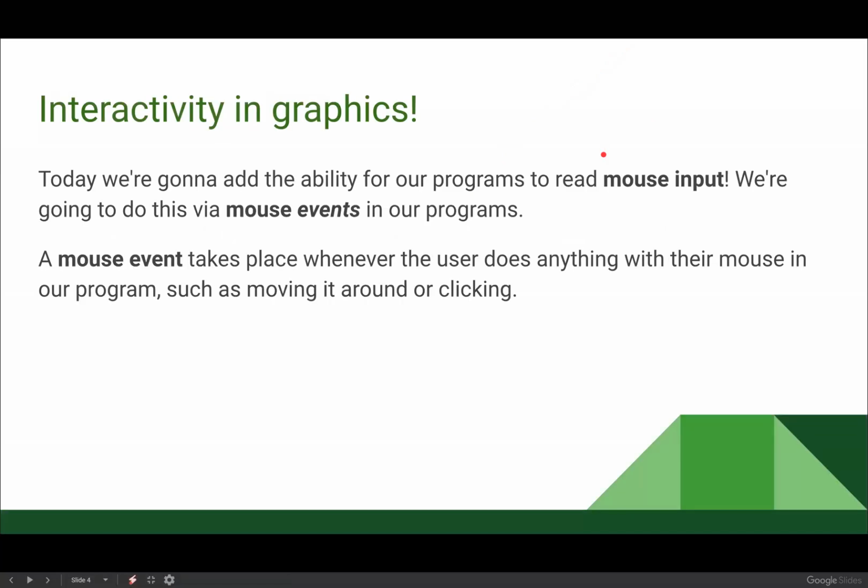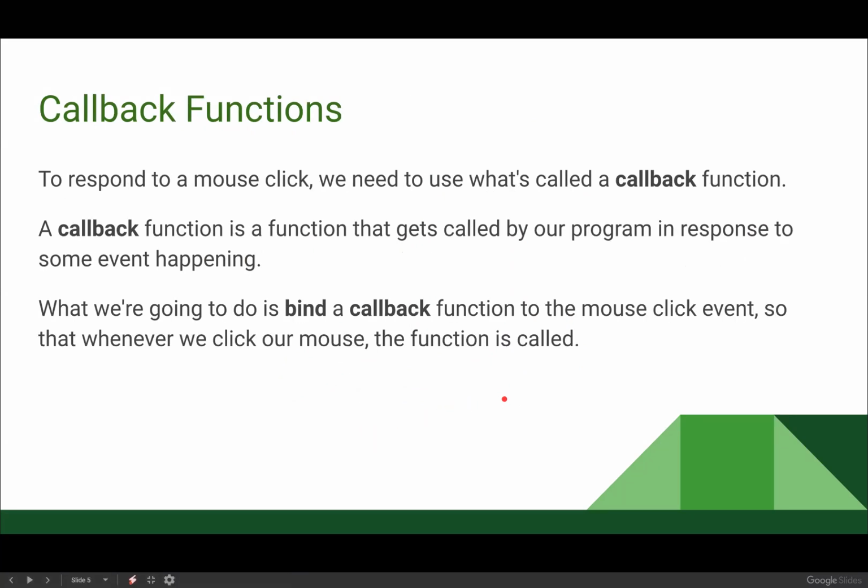All right. So today we are going to add the ability for our programs to read mouse input. And we're going to do this via mouse events in our programs. Mouse events take place whenever the user does anything with their mouse in the area of our canvas, such as moving around or clicking. So what we're going to do today is let our programs respond to mouse clicks. And to do that, we need something called a callback function.